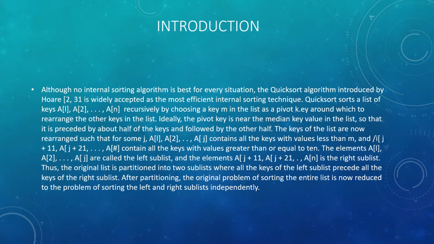Thus, the original list is partitioned into two sublists where all the keys of the left sublist precede all the keys of the right sublist. After partitioning, the original problem of sorting the entire list is now reduced to the problem of sorting the left and the right sublist independently. This is the algorithm or the procedure we follow in quicksort.